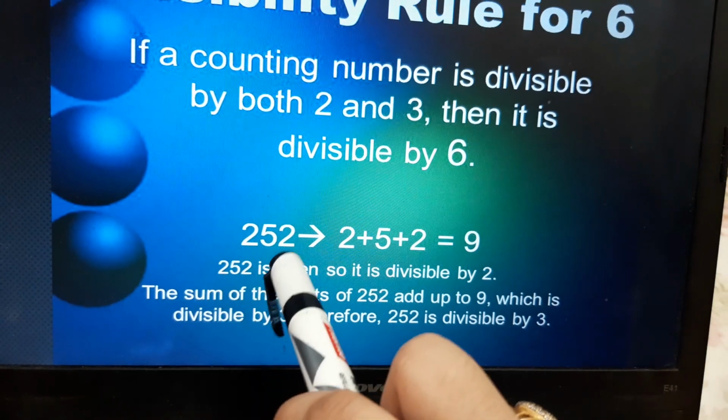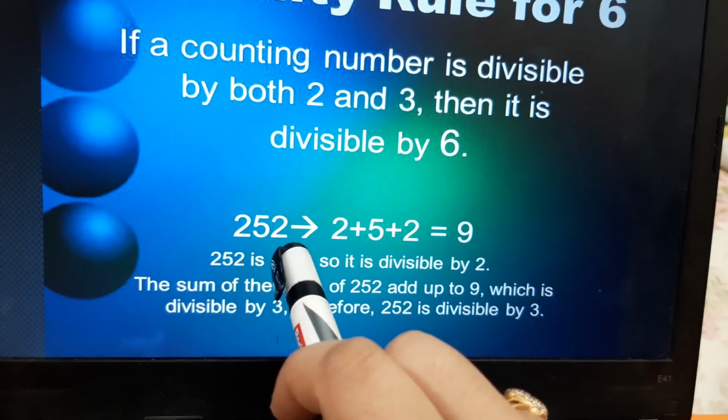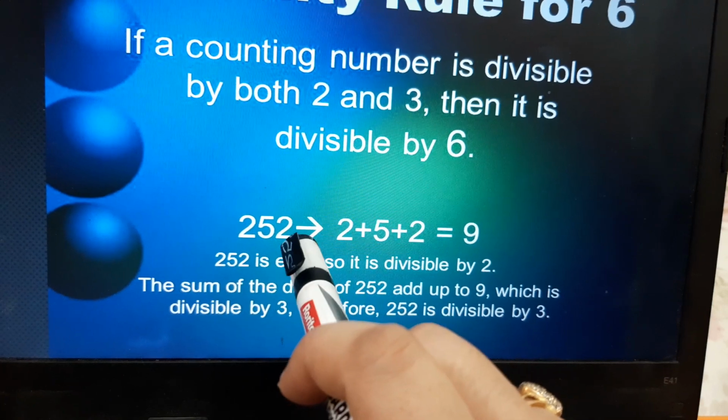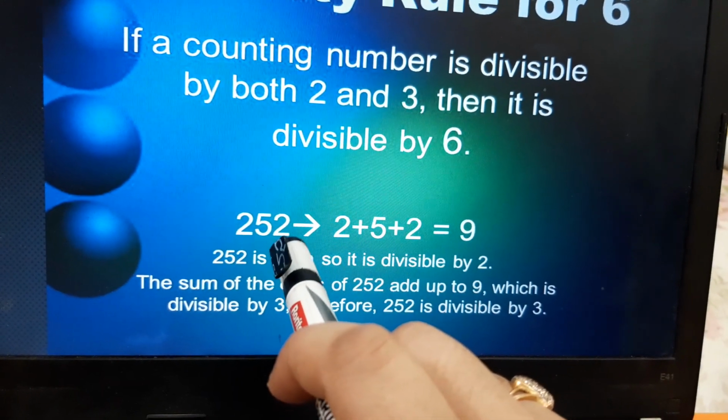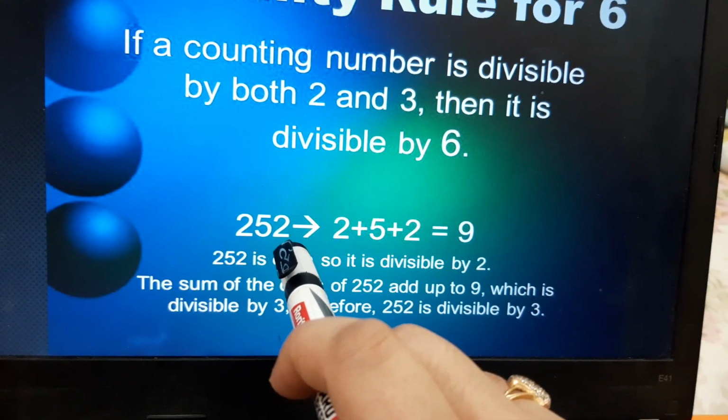For example, if I have the number 252. Now, firstly I am going to check whether it is divisible by 2 or not. At the units place, I am having a 2.